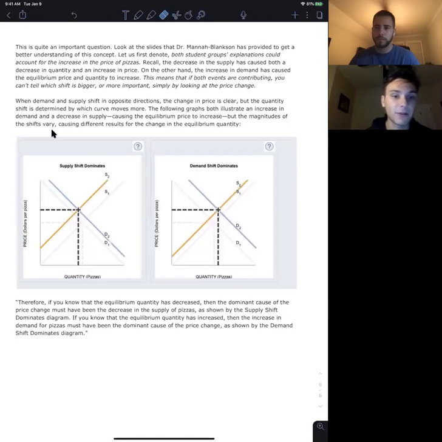So there's no argument about the price, but we just want to see what was the main cause of this change in price. So in this case, and I took that quote exactly from MindTap, it says, therefore, if you know that the equilibrium quantity has decreased, so we know that the supply curve shifted to the left, the demand curve shifted to the right, but the supply curve shifted in a greater proportion than the demand curve shifted to the right, then the dominant cause of the price change must have been the decrease in the supply of pizzas, as shown by the supply shift dominates diagram. And if we knew that the equilibrium quantity increased, then it would be demand.